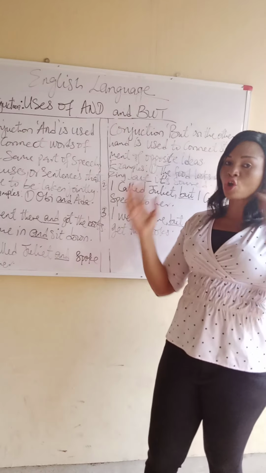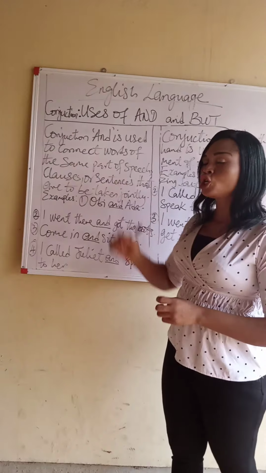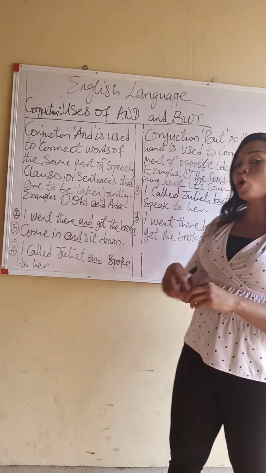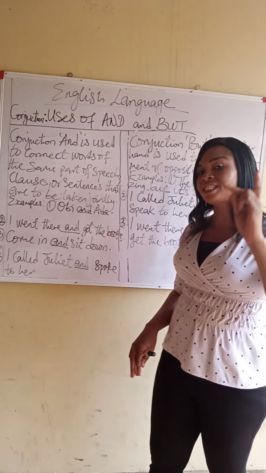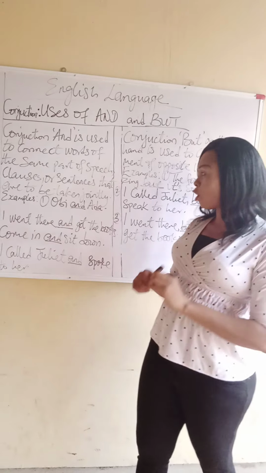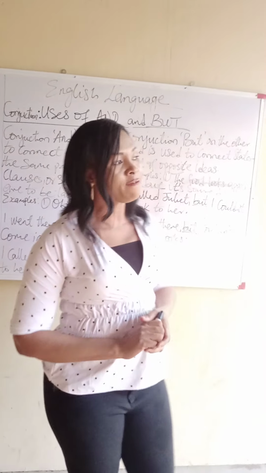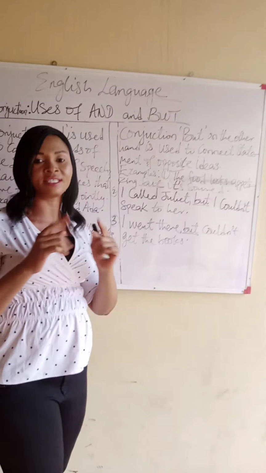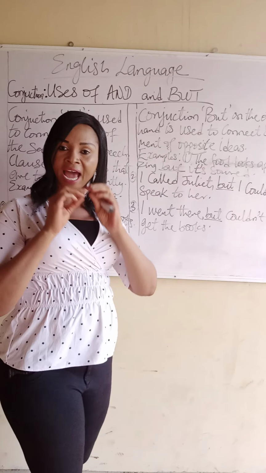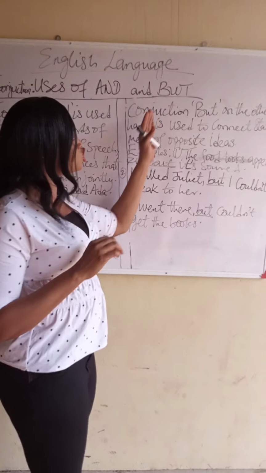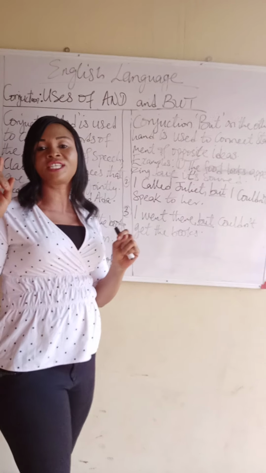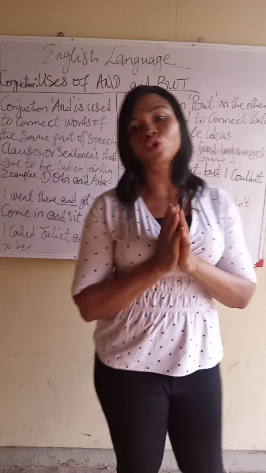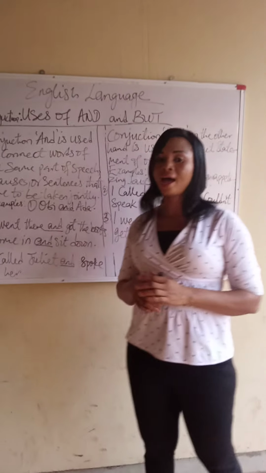All right. So in summary, in conclusion, we use "and" to join words of the same part of speech together, and we also use it to join two positive statements, two clauses together to form a sentence. In the same vein, we use "but" to join words of opposite ideas together, and then we also use "but" to join one positive statement and one negative statement. I believe with this you've been able to understand the uses of "and" and "but".